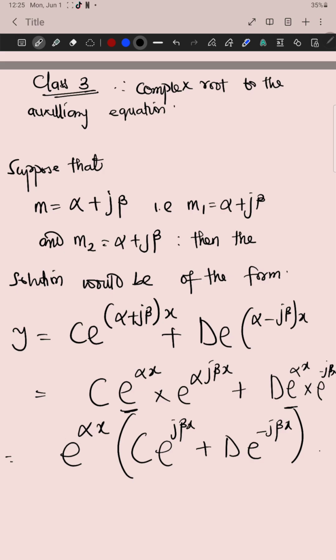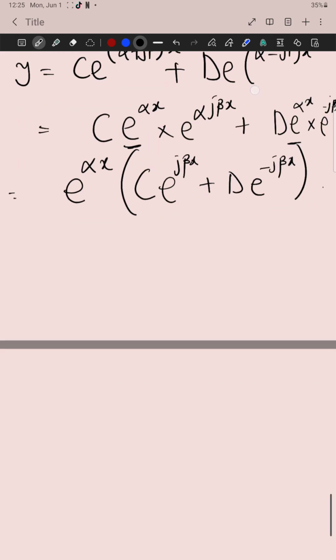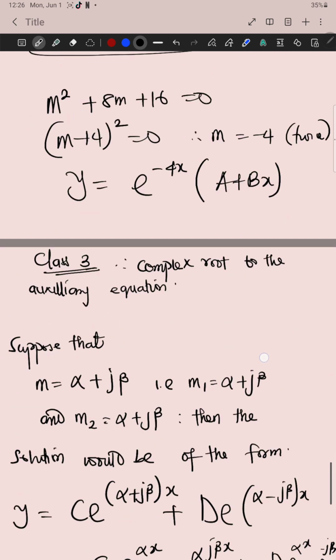When we use this as an example, you get the full picture. Now let's look at an example. Don't forget, we have them in different classes. This is class 3, right?